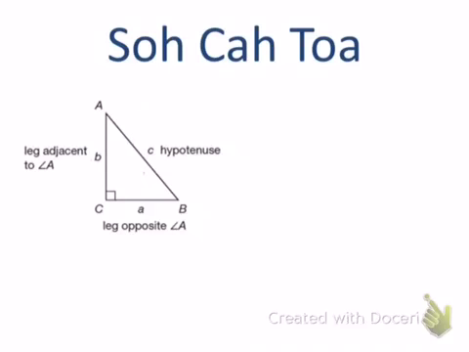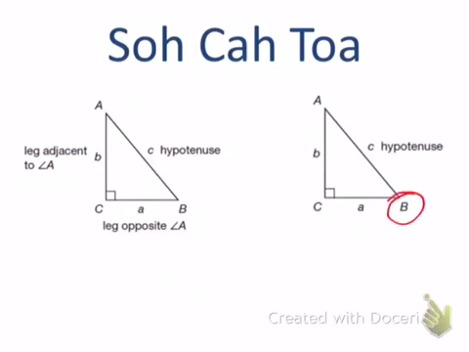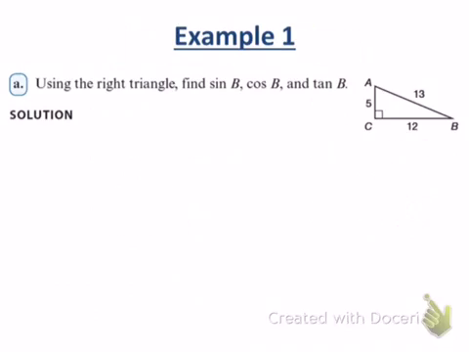Okay? Now, if I wanted to change my perspective here, if I wanted to talk about relative to angle B, what's the value of the leg that's adjacent to B? a is adjacent to B. And what's the value of the leg that is opposite B? Opposite B is b. c is the hypotenuse. It stays fixed. Okay? So let's just work into this.